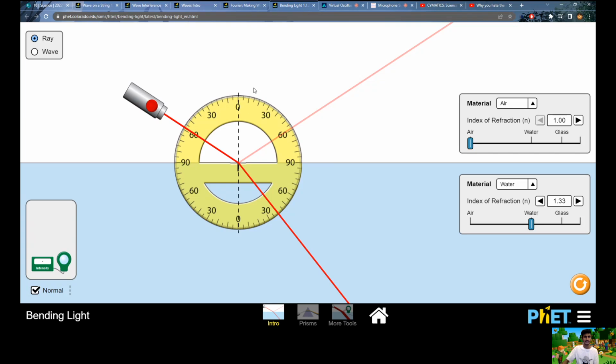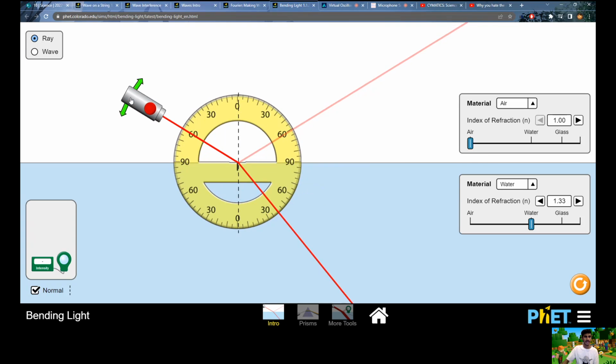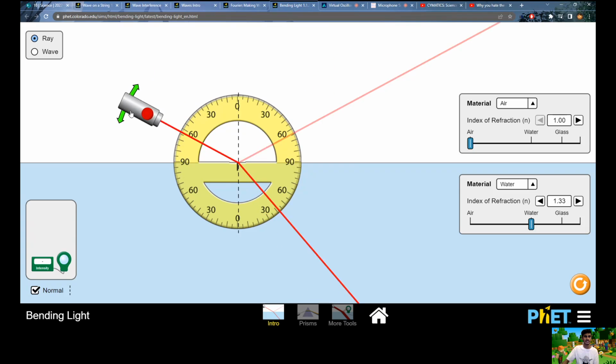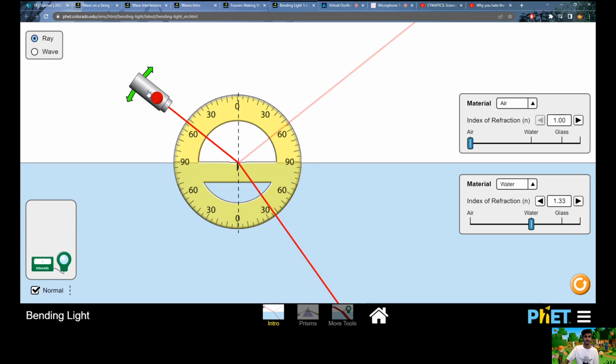If I measure on the other side, the angle of reflection towards the reflected ray, I get the same angle, an angle of about 57 degrees. And that is the law of reflection. To adjust the angle of the laser, just drag it sideways with these green arrows, and you can see that the reflected ray is completely symmetrical to the incident ray.